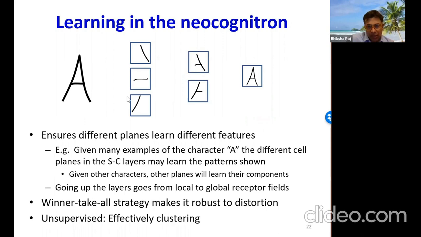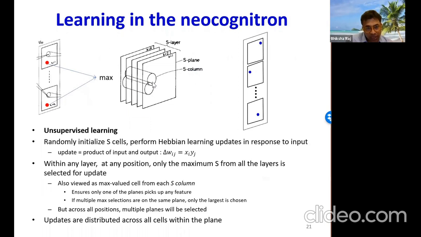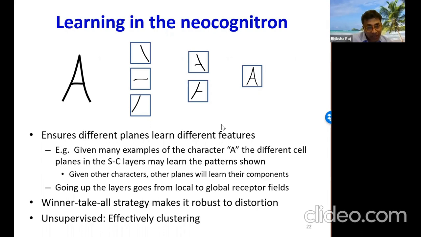So for example, given many examples of the character A, early layers may learn patterns like these bars. Subsequent layers will learn more complex structures. And then finally, when you get to the deepest layers, one particular S-plane may learn to detect the character A. So the net effectively learns to perform clustering with this winner-take-all call, making the entire strategy sort of focus towards learning to cluster the inputs.